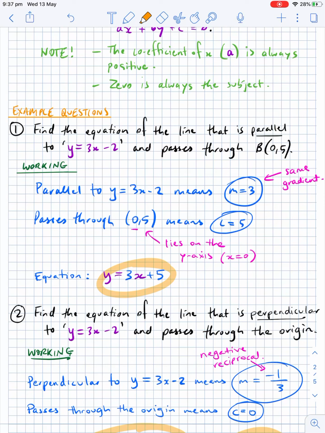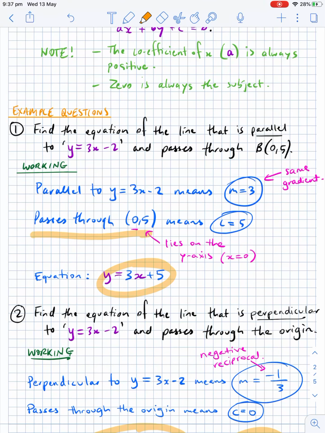So let's do some example questions. Find the equation of the line that is parallel to y equals 3x plus 2 and passes through this point 0, 5. So what we need to think firstly is that if it's parallel to this equation here, that means that they have the same gradient. The gradient here is 3 because it's in gradient intercept form. We can see the gradient is 3. So therefore the line that we're trying to find also has a gradient of 3. We know that the m in our equation is going to be equal to 3 as well.